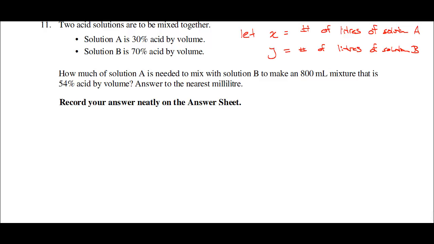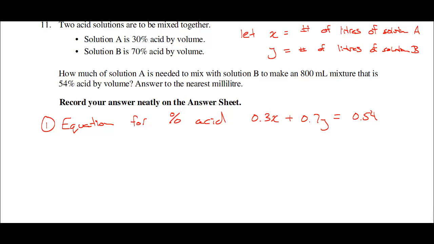And so now I'm going to develop two equations. The first equation, just to label what we're doing, is the equation for the percent of acid. What do we know here? Well, we know that 30% or 0.3 of solution A, which we're calling x, plus 70% of solution B, which we're calling y, has to give us a resultant that is 54% of our total amount. And the total amount in this case is 800. So that is our first equation.